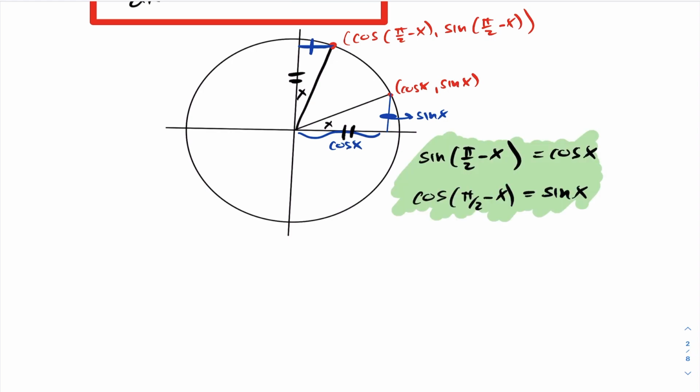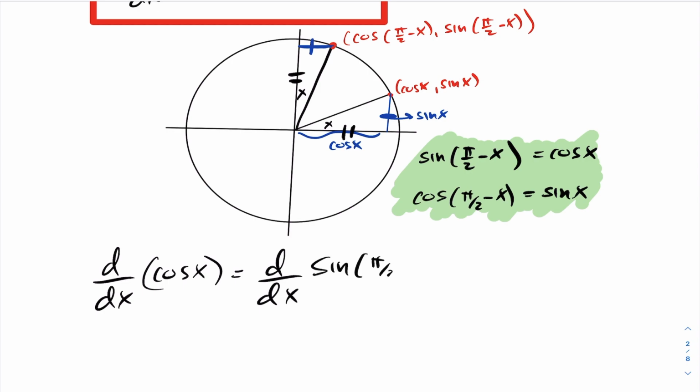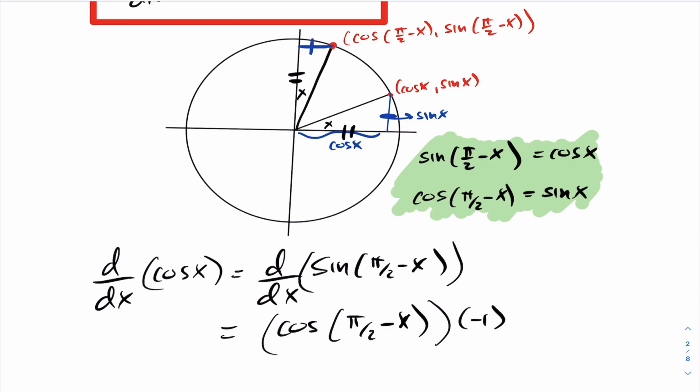With these two results here, let's take a look at taking the derivative of the cos of x. Well, the derivative of the cos of x would be equivalent to taking the derivative with respect to x of the sine of pi over 2 minus x. But as we know here, the derivative of the sine of x is the cos of x, so this would be the cos of pi over 2 minus x times, using the chain rule, the derivative of the inside, which is negative 1. But we also know the cos of pi over 2 minus x is equal to the sine of x. So we end up getting the derivative of the cos of x is negative sine of x.